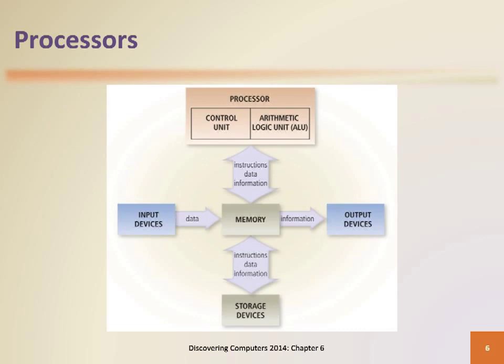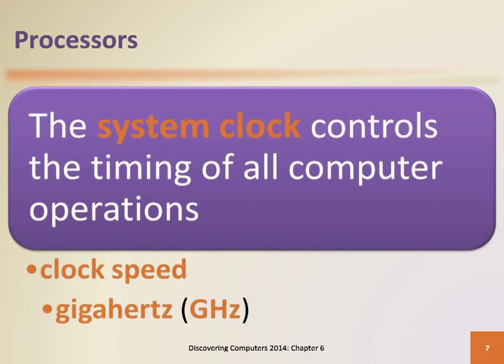Processors contain a control unit and an arithmetic logic unit that work together to perform processing operations. The control unit is the component of the processor that directs and coordinates most of the operations in the computer. The arithmetic logic unit performs arithmetic, comparison, and other operations. The processor relies on a small quartz crystal circuit called the system clock to control the timing of all computer operations. The pace of the system clock is called the clock speed and is measured in gigahertz.